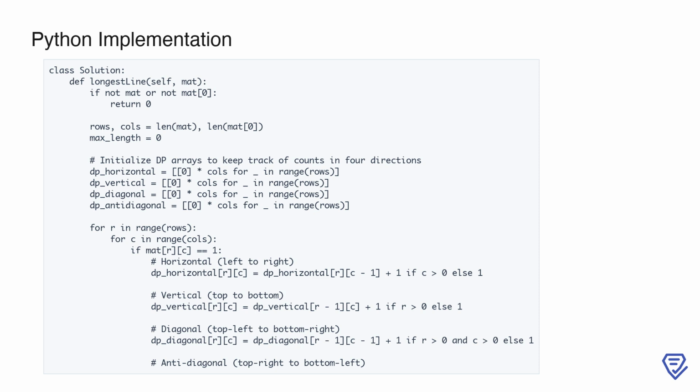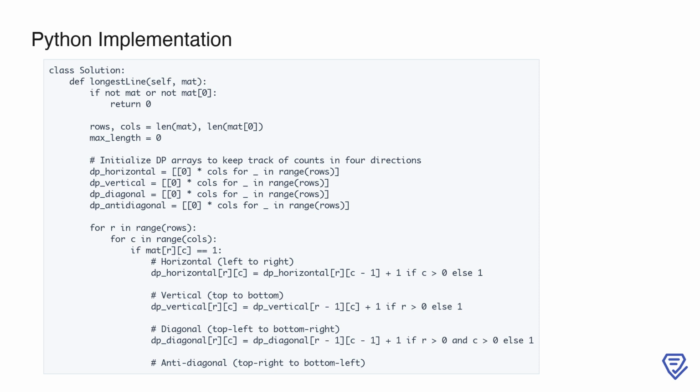Here, we start by defining the longest line function inside our solution class. The function takes in a 2D binary matrix mat as input. The first condition checks if the matrix is empty or if it has no columns, in which case we immediately return 0 since there are no lines to evaluate. Next, we determine the number of rows and columns in the matrix and initialize a variable max_length to 0. This variable will keep track of the longest line of consecutive ones we find.